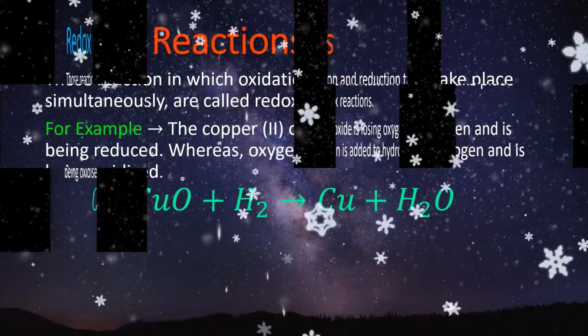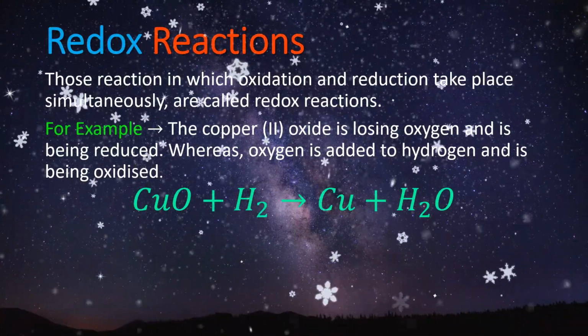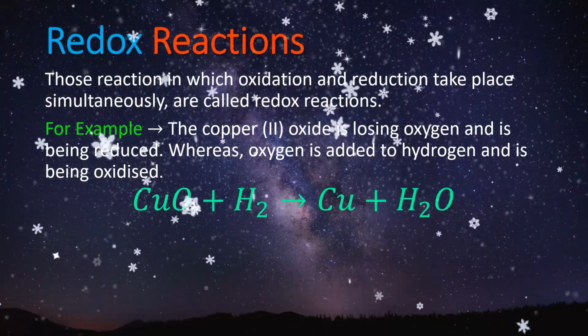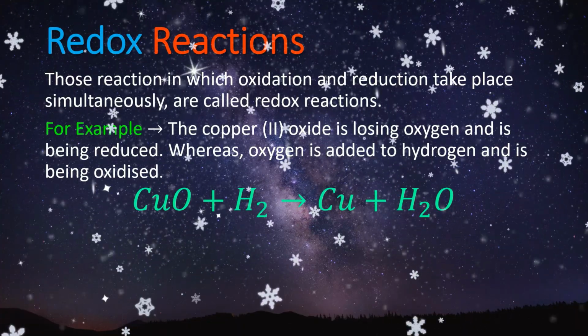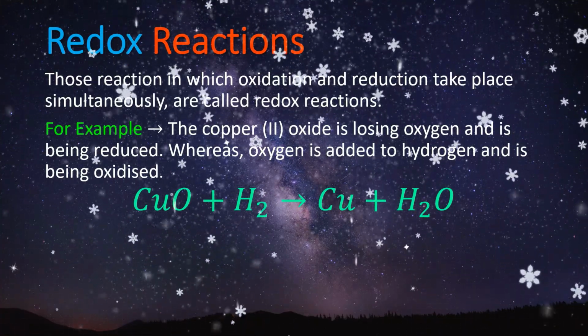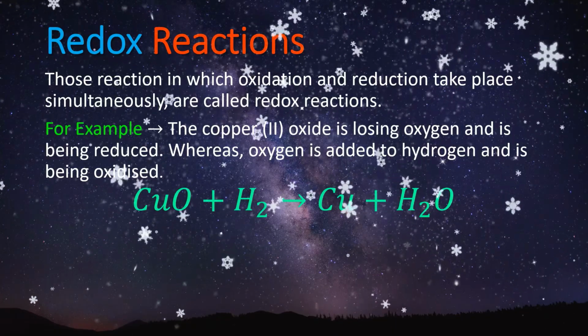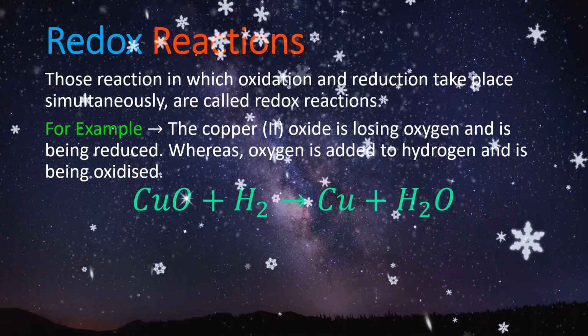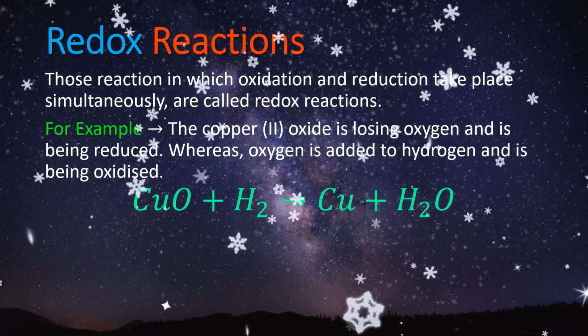Redox reactions. Those reactions in which oxidation and reduction take place simultaneously are called redox reactions. For example, the copper oxide is losing oxygen and is being reduced, whereas oxygen is added to hydrogen and is being oxidized.